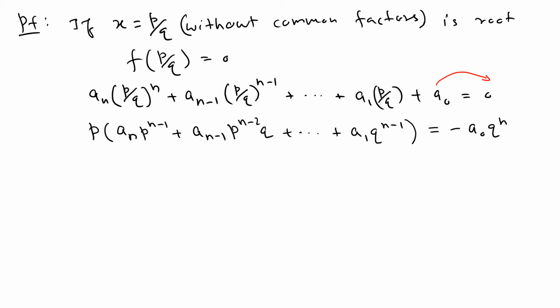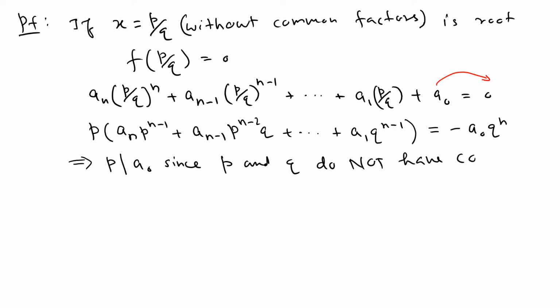But we know that p and q do not have common factors. Even raised to a power, they still have no common factors. So the only possibility is that p divides a naught. So it's very clear. This implies p divides a naught, since p and q do not have common factors.